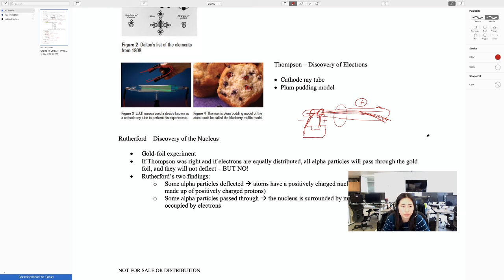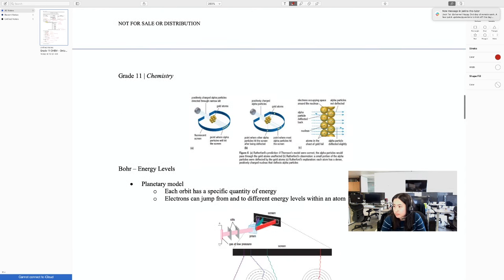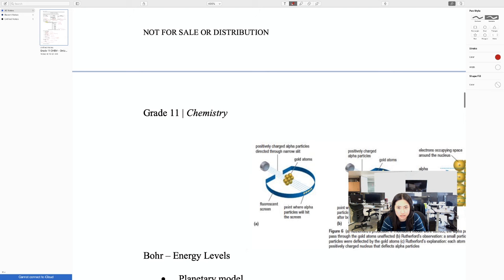Okay, so the next person would be Rutherford. He was the one who proposed the nucleus, and how did he find out about the nucleus? Well, that's because of his gold foil experiment. Let me try to zoom this in, if you guys can see the picture. Great.